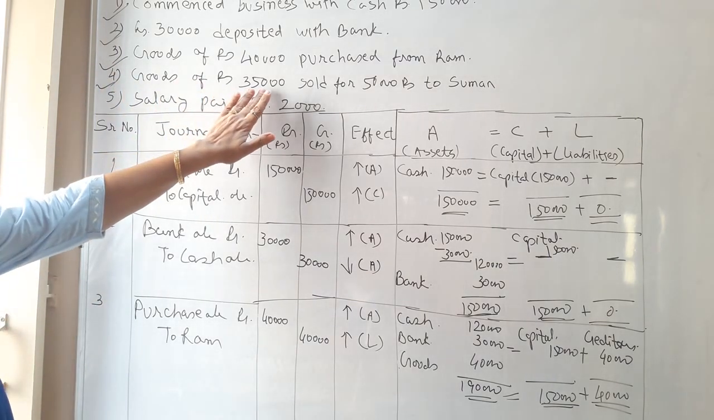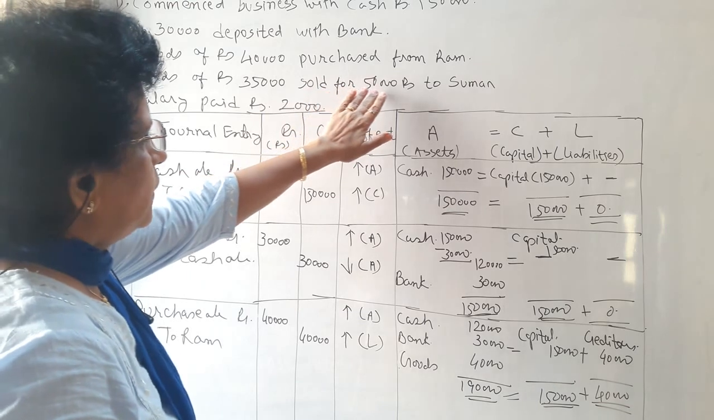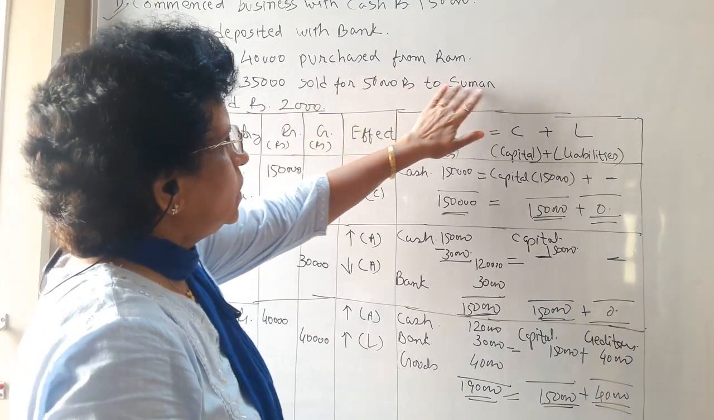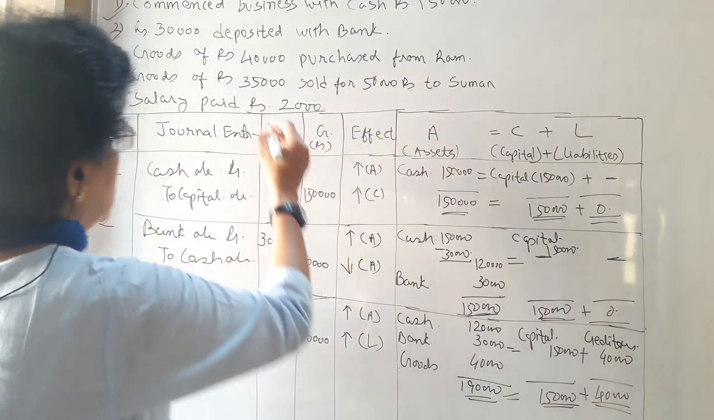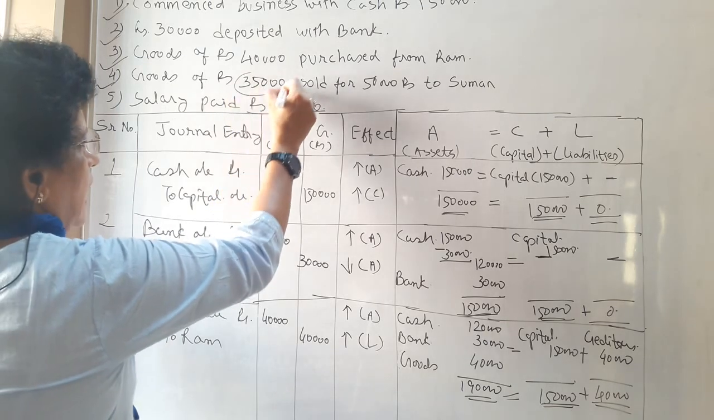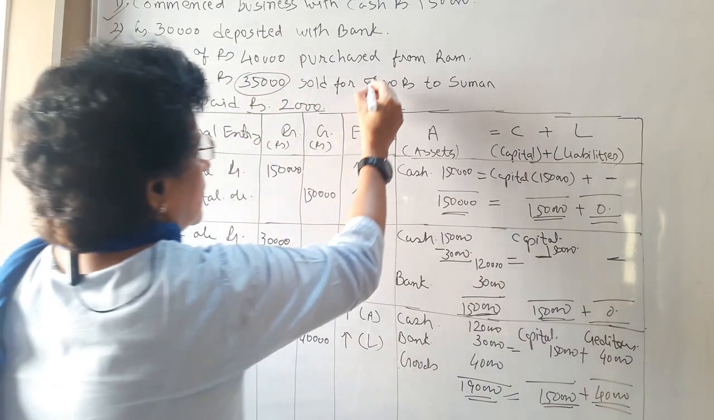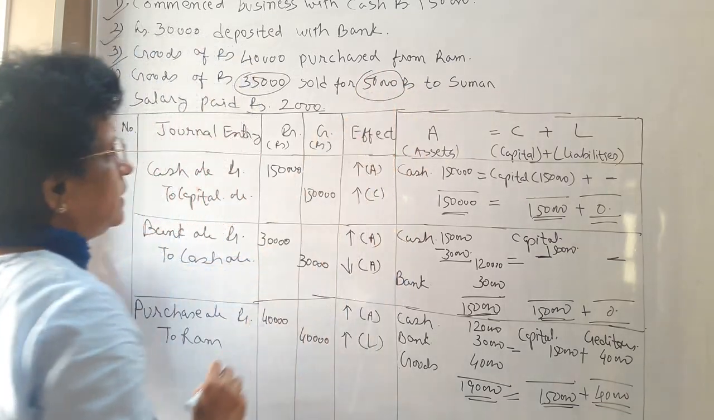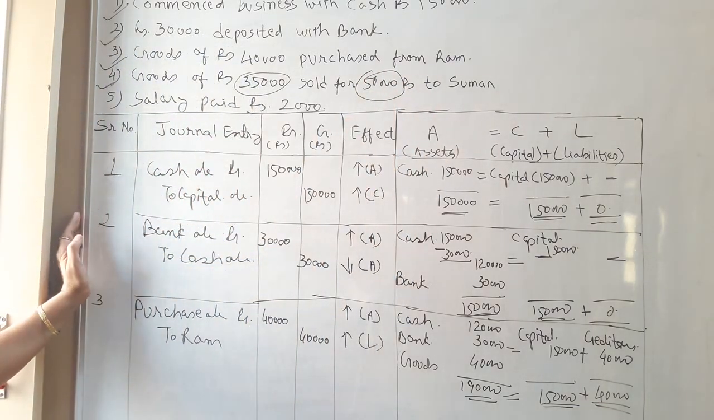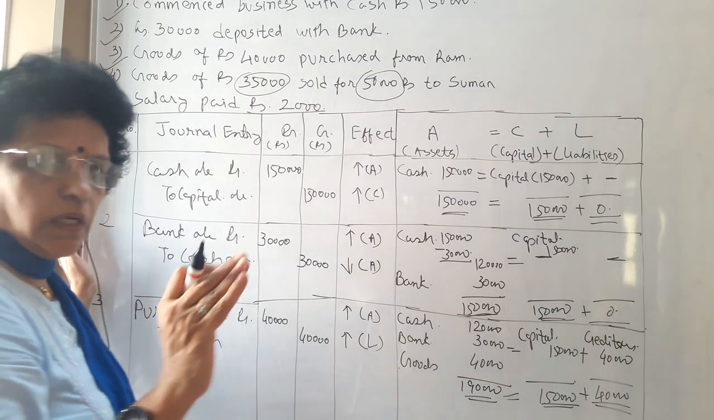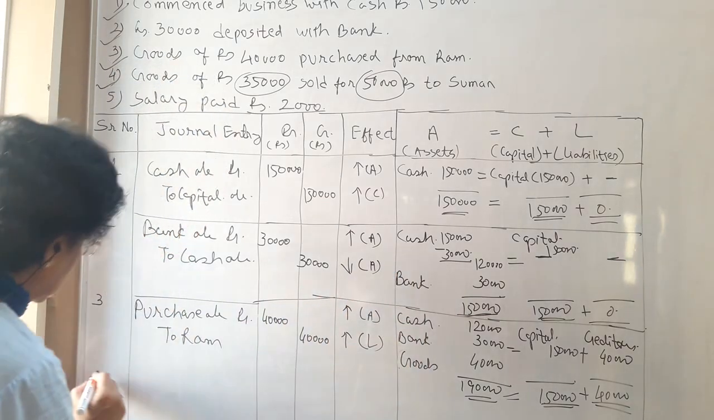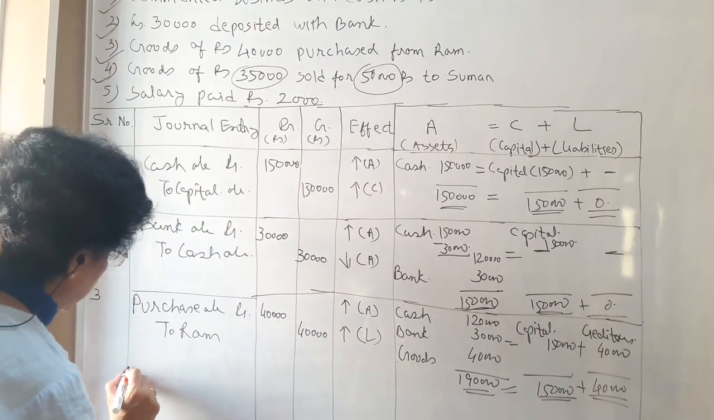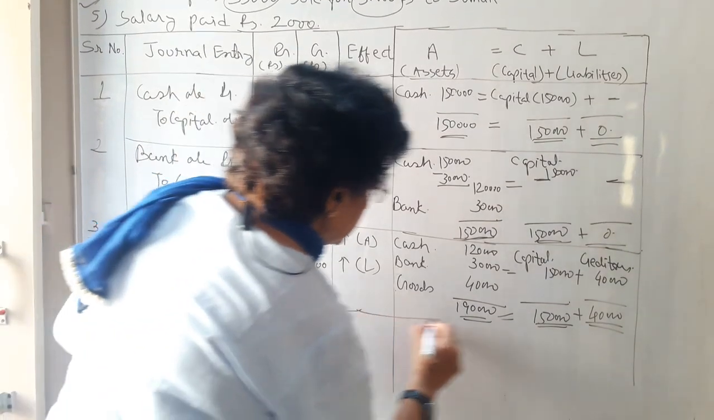Goods of rupees 35,000 sold for 50,000 to Suman. There is a profit, the goods going out of 35,000. The cash or debtor you have increases by 50,000. So there is a difference of 15,000, that is the profit, that is to be added to the capital. So let us understand how this transaction is to be recorded.